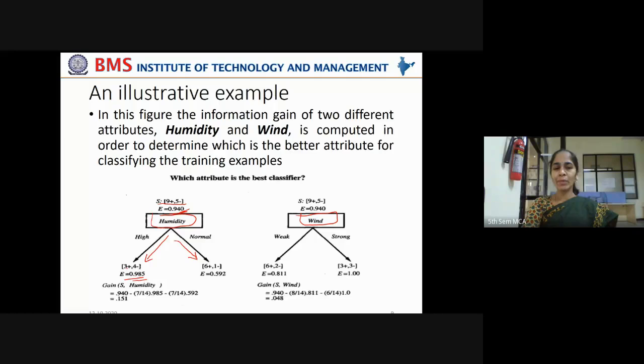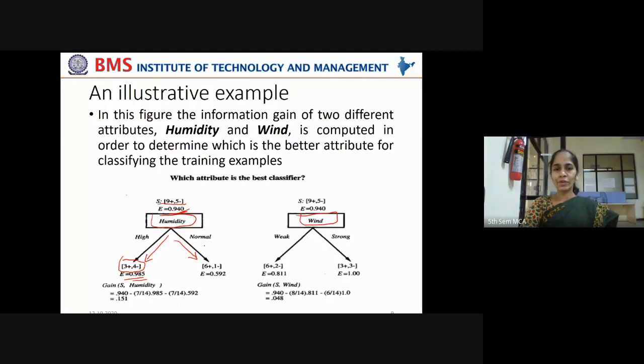Now, if you have 3 positive examples and 4 negative examples here, how do you calculate the entropy? Minus 3 by 7 log 3 by 7 minus 4 by 7 log 4 by 7. That will give you 0.985, right? Now you come to the other branch.